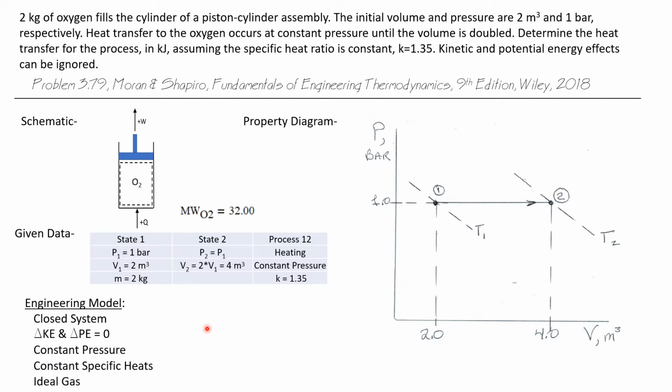We'll model this as a closed system, of course, and we'll ignore any changes in kinetic and potential energy. The process is a constant pressure process, and we're going to assume constant specific heats for this process. And we're doing that because K is given as a constant. And as you'll see shortly, K is simply the ratio of two constant specific heats. So if the ratio is constant, then the specific heats are constant. So anytime we see a K value, we'll know that we can use constant specific heats to solve the problem. And I'll talk about that shortly.